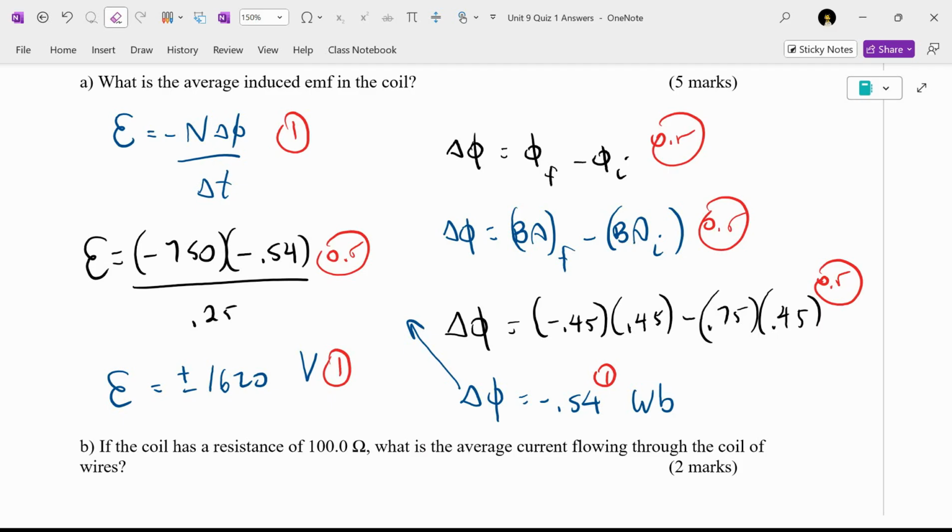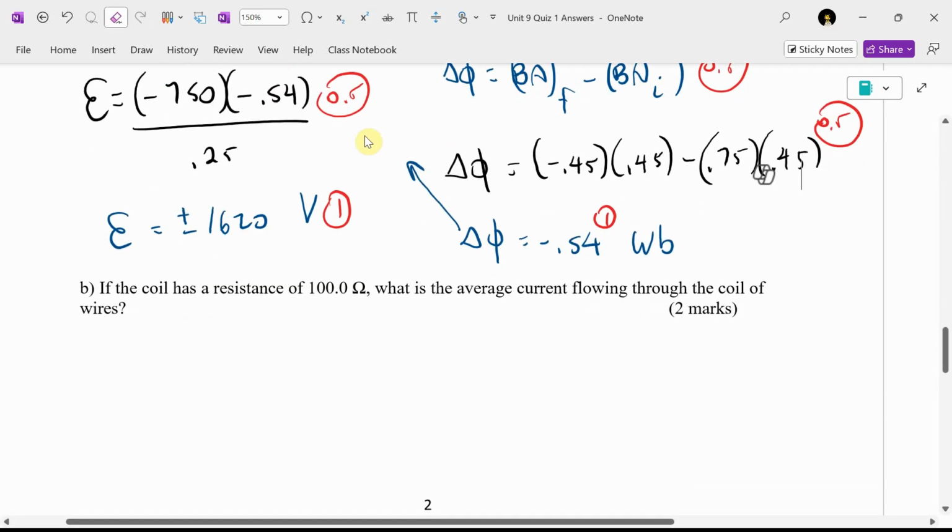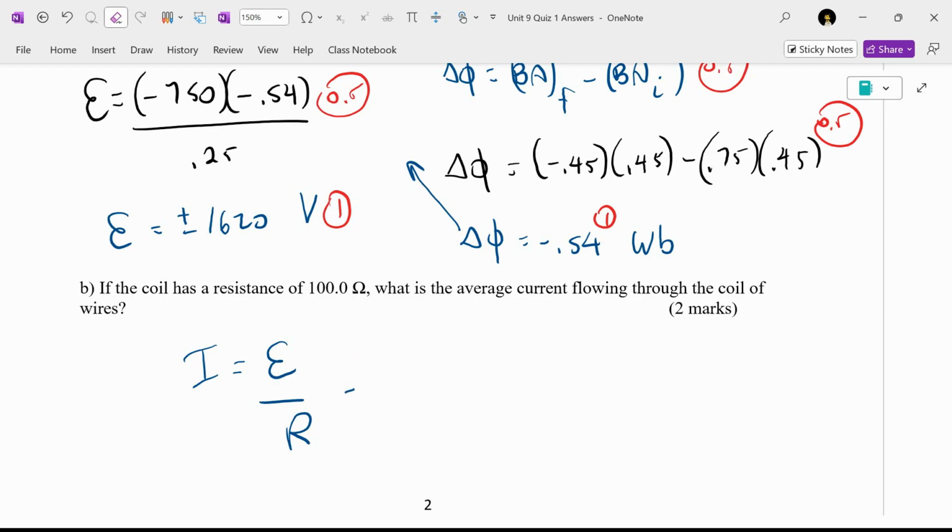But again, if you got the right answer, I'd give you 5 out of 5. Average current, same old, same old. Current is V over R. But I'll, again, Kevin used my EMF symbol. So it's going to be 1,620 all over 100, which I'm pretty sure is, what, 16.2?